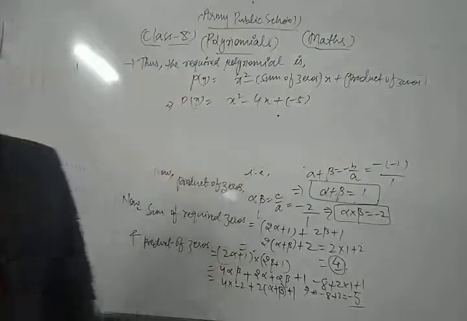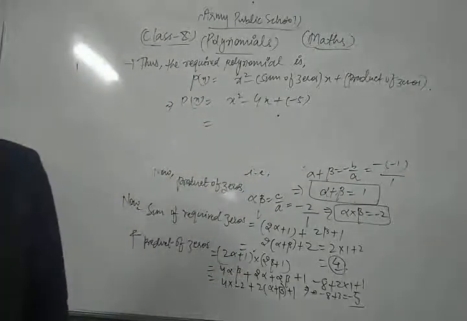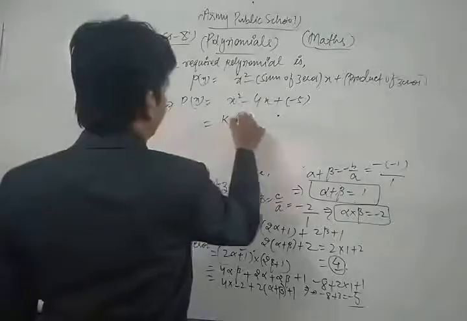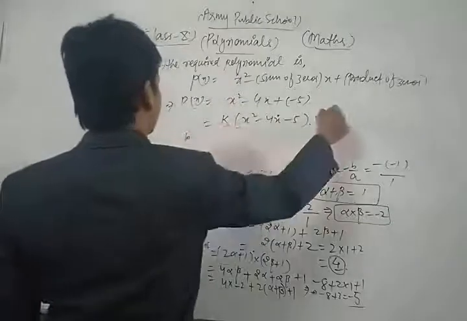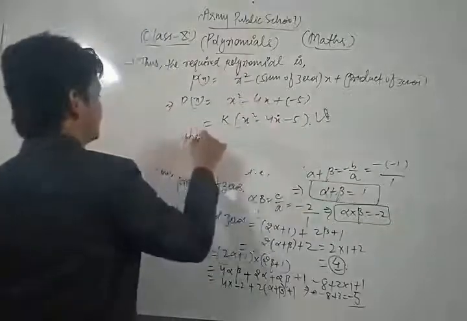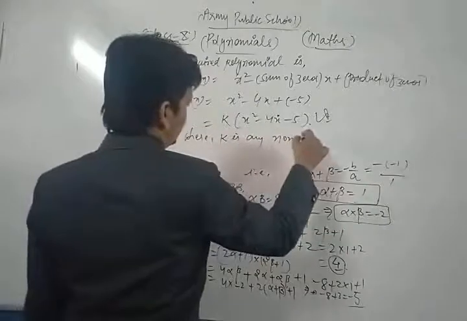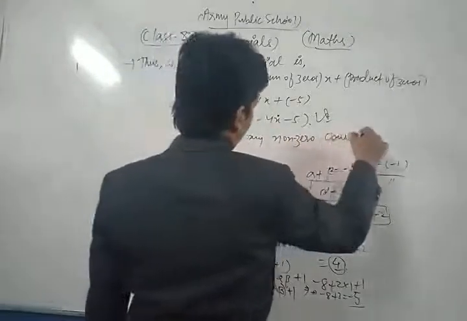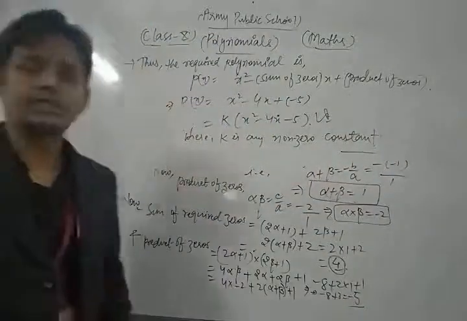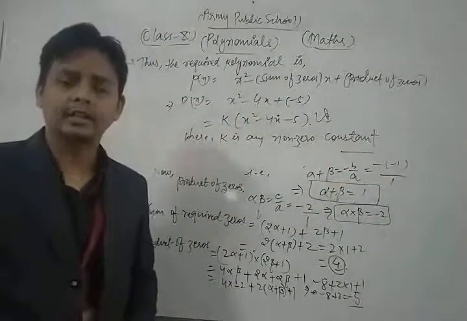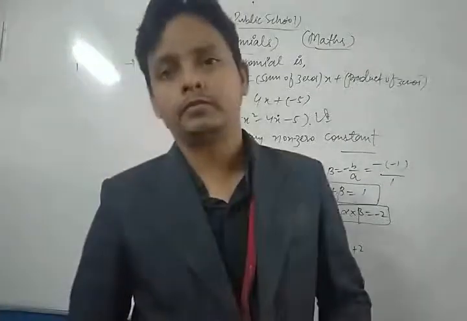Okay. Now we also write k into x square minus 4x minus 5, where k is any non-zero constant. This is the required solution. Okay, so this is the process of finding the quadratic polynomial when its two zeros are given.